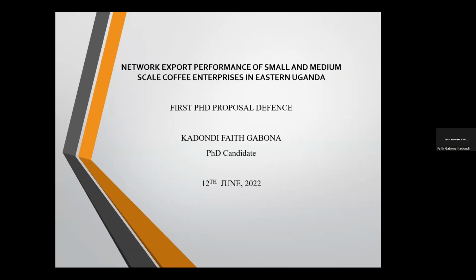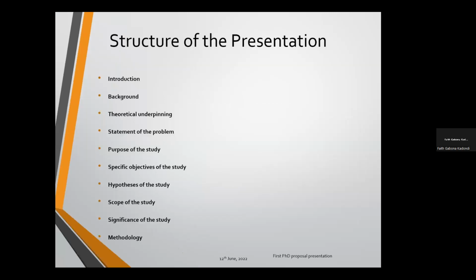My research is focused on network export performance of small and medium scale coffee enterprises in Eastern Uganda. The structure of my presentation is as follows: I will give a brief introduction, then a background, the theoretical underpinning of my work, the statement of my problem, the purpose of my study, specific objectives, the hypothesis, the scope, the significance of this study, and the methodology that I intend to use.